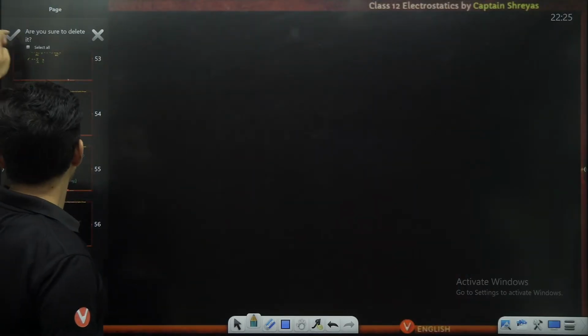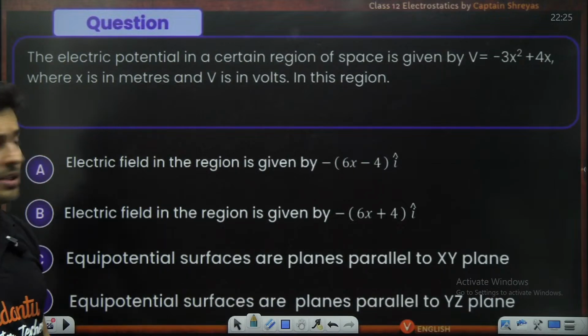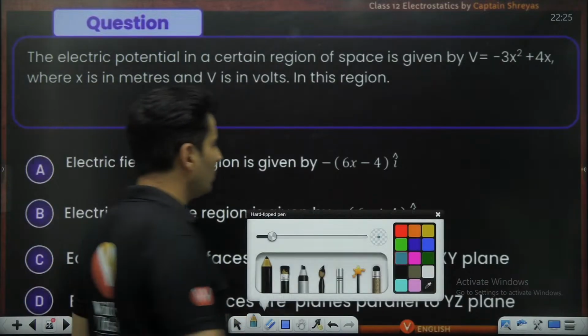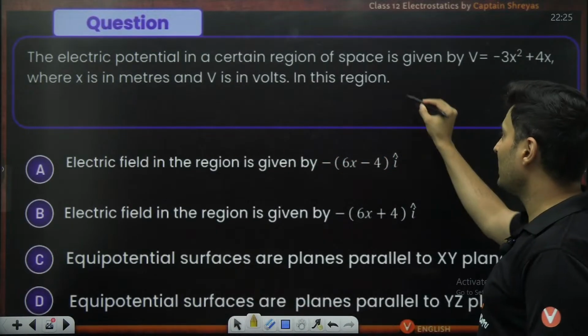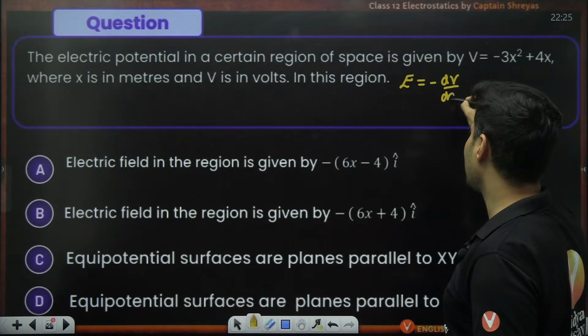Okay. So I think there is one question over here. If electric voltage is given by minus 3x square plus 4x, then in this region, what is the electric field? Very easy question, guys. Come on, do this. If voltage is given, find the electric field. Electric field is negative dV by dx.